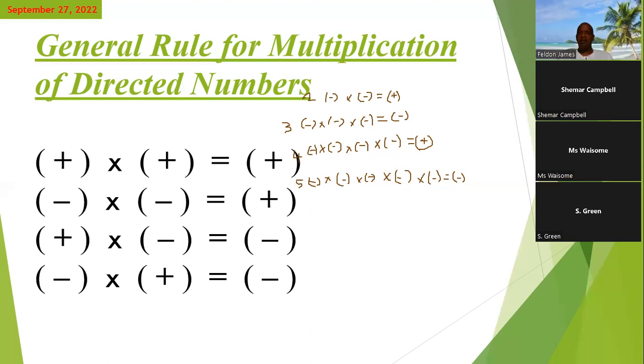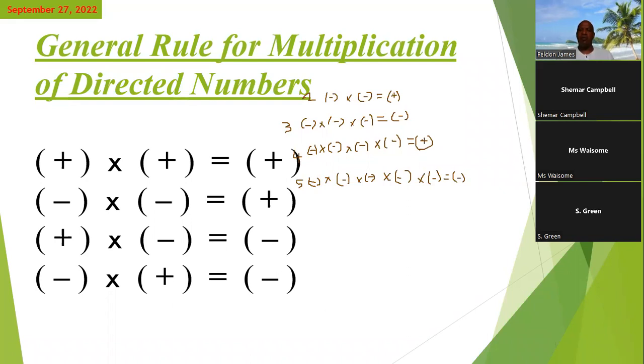Odd numbers would be 3, 5, and 7. When you multiply those amounts of negatives, what sign do you get in your answers? Negative. So when you're multiplying an odd amount of negatives, the answer becomes negative. And if you're multiplying an even amount of negatives, the answer becomes positive, right? So those are 2 rules I can add.